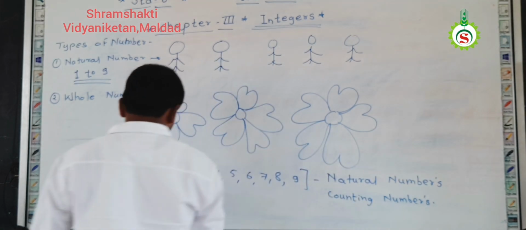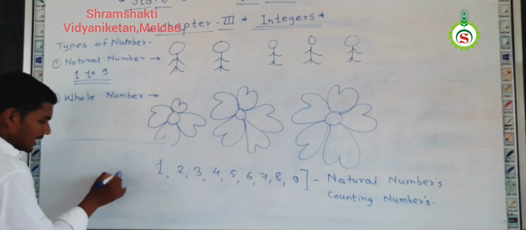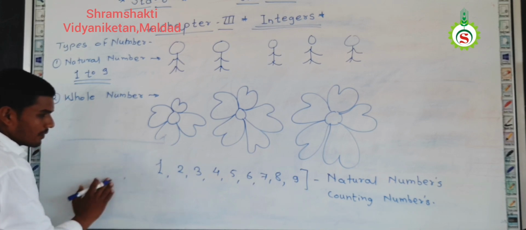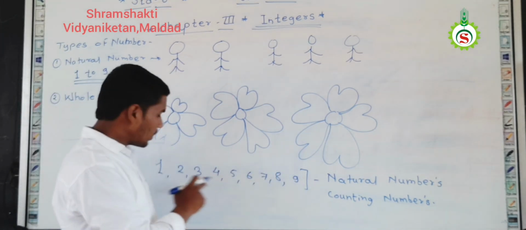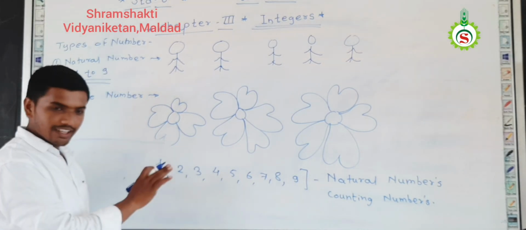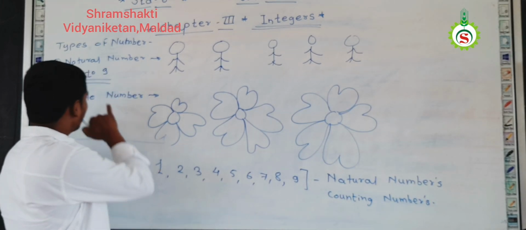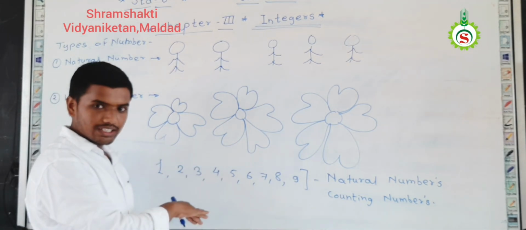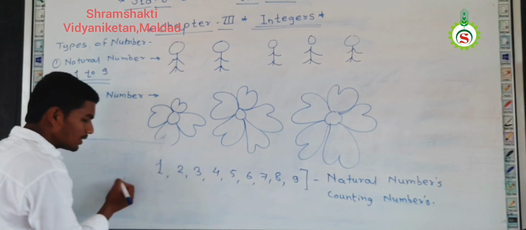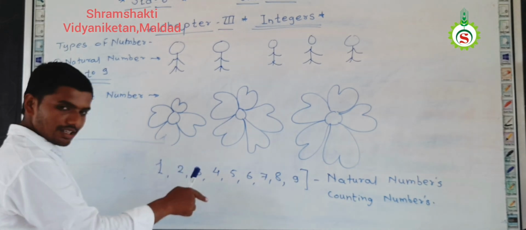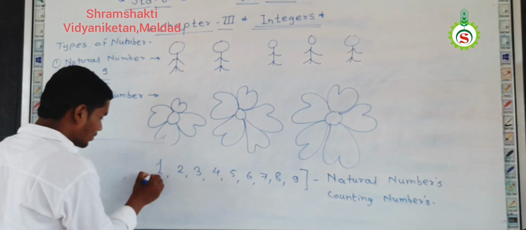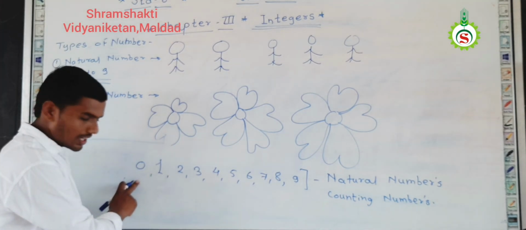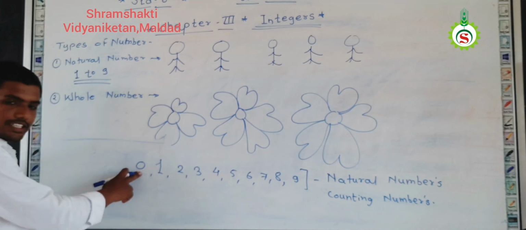But 0 is also a single-digit number. When we write natural numbers, we are not writing 0 here. Natural numbers we have written from 1 to 9. We don't have to write 0 here. But if I want to write 0 with the natural numbers, where can I write it? I have to write it before the 1. 0 is lesser than 1, so I will write 0 here.